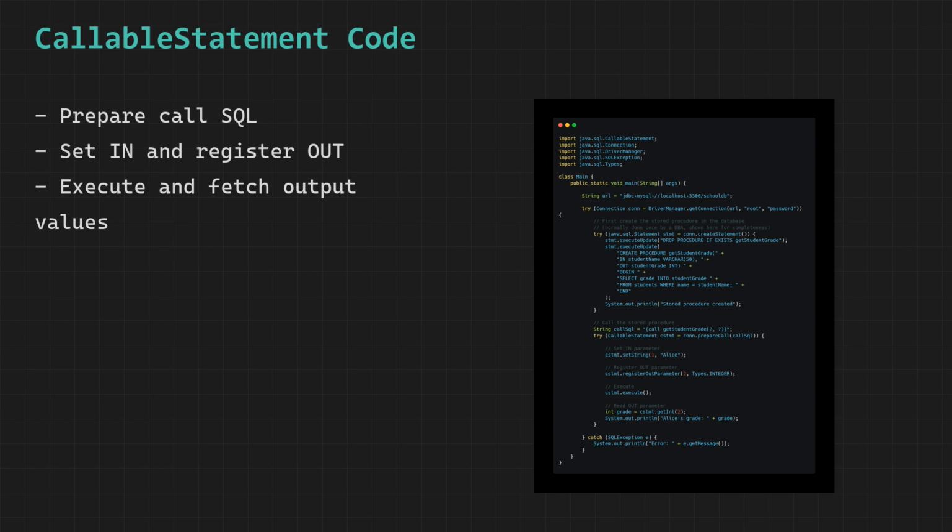The procedure finds Alice's grade and stores it in the out parameter. cstmt.getInt(2) reads the value that the stored procedure wrote to the out parameter. Alice's grade is 95, matching what we updated earlier.